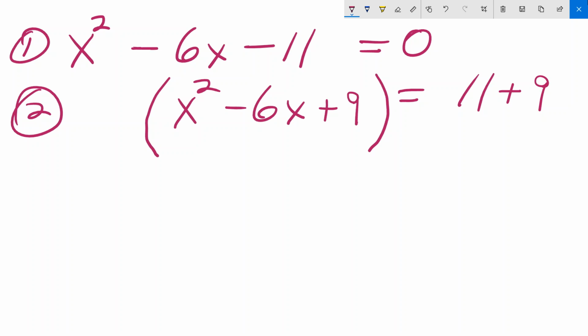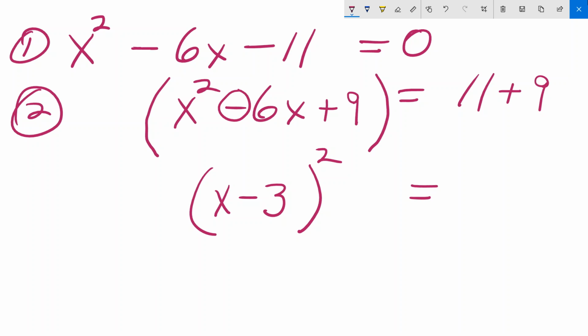Now, because I completed the square, I'm actually able to write this as a linear binomial term squared. In other words, this will always come out to be x minus 3 squared, and it'll have the same sign as that. The right side becomes 20. Now I'm ready to go for it.